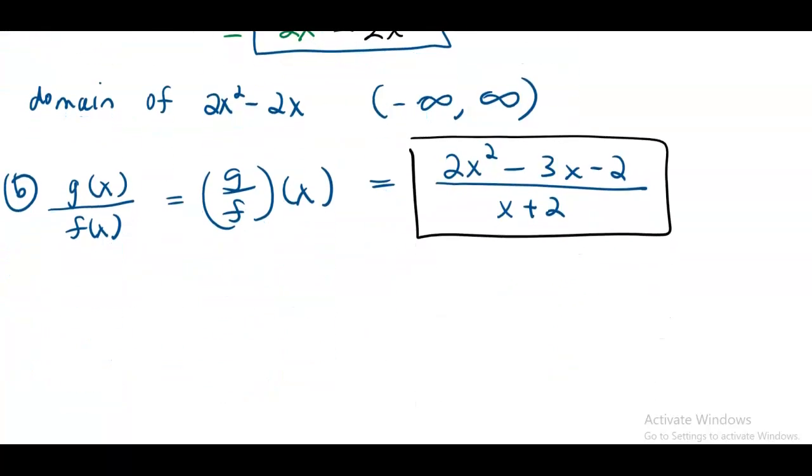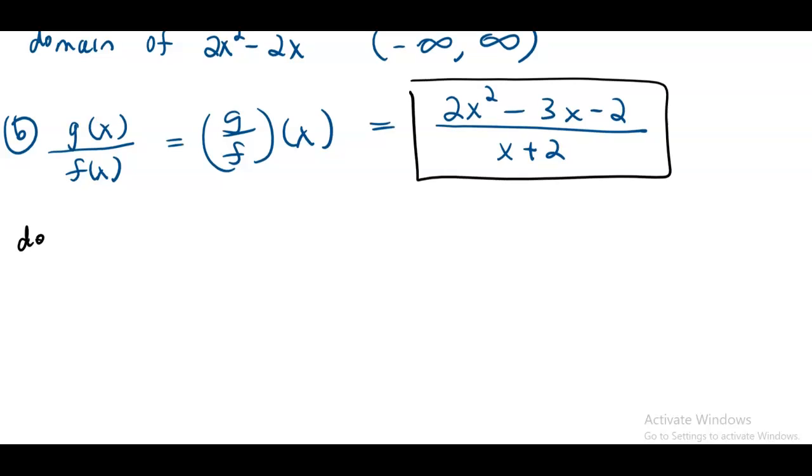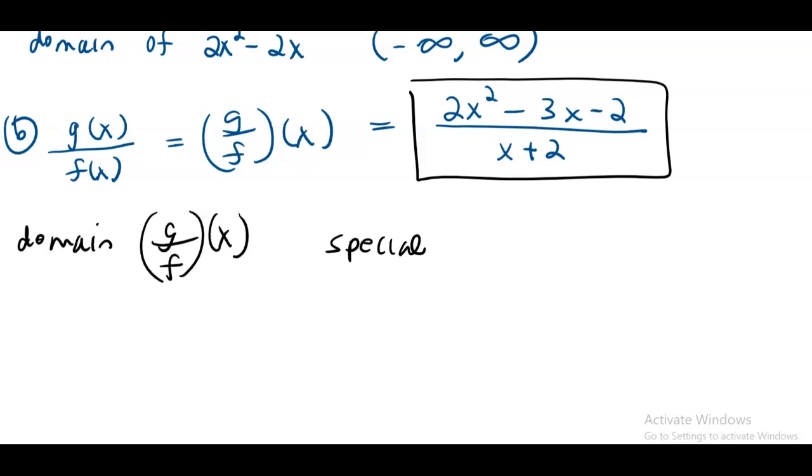And now if we're talking about the domain of g divided by f of x, we need to consider if we have a special case. And in fact, we do. This is a special case. This is what we call a rational function. We have a variable in our denominator that is problematic because we can't divide by 0.